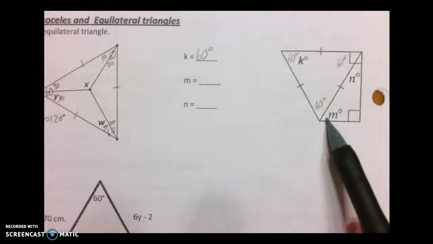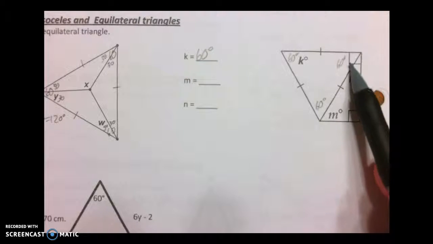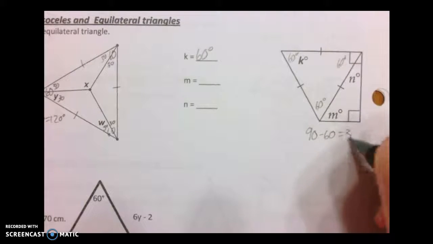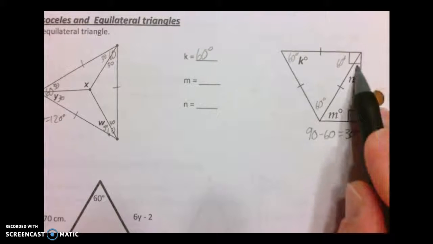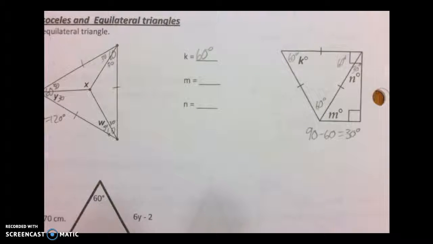M down here I can't really get. It's not cut in half or anything, or at least I don't know it is. But up here on n, if I know the whole angle is 90 degrees, and I know that this piece outside is 60 degrees, I can do 90 minus 60 equals 30 degrees, and that would be my angle n. So right there I have a 30-degree angle right there.